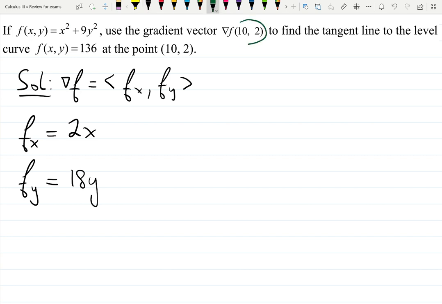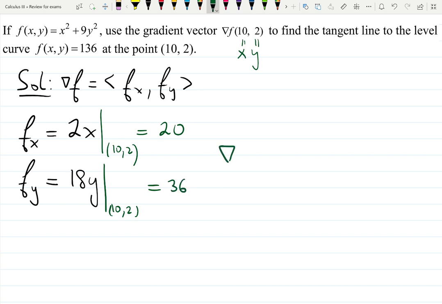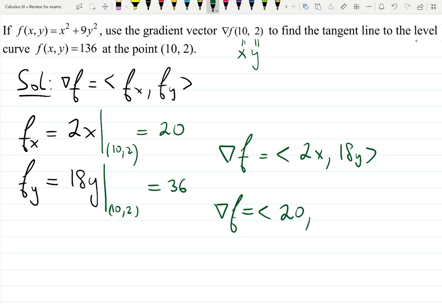Now, we are asked to plug in the point (10, 2). For your convenience, maybe sign them like so. Then, at the point (10, 2), where 10 is x, the gradient's first component will be 20, and the second component will be 18 times 2, which is 36. So the gradient here is (2x, 18y), and at the point, it is (20, 36).